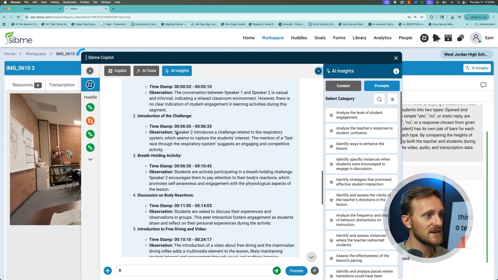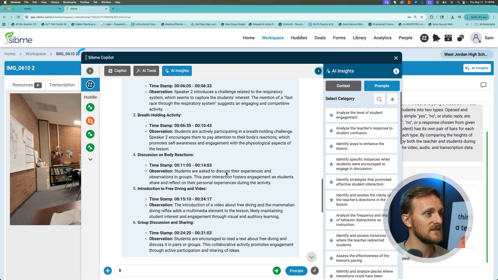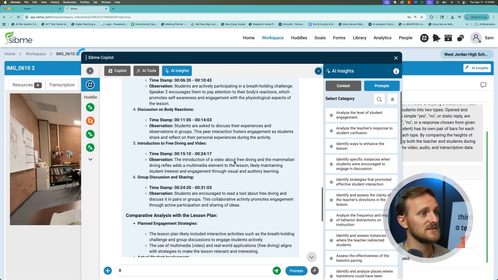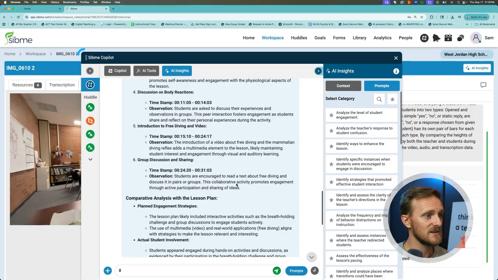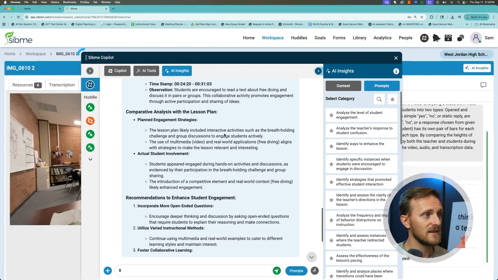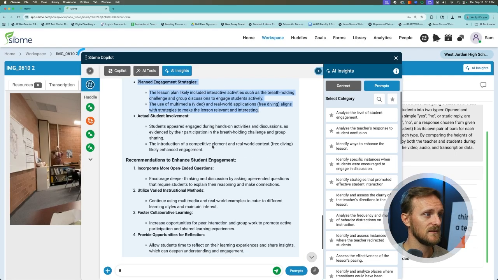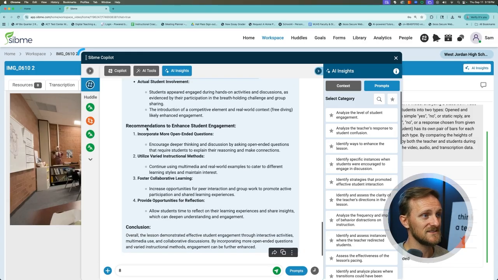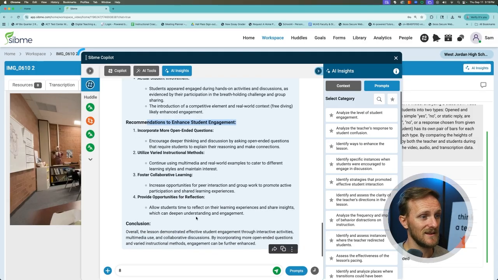So these were observations of student engagement. So the initial reaction talked about the breath holding activity, the discussion about body reactions, looking at free diving, group discussions. Okay, so lots of things. So there's this planned engagement strategies. It said the lesson likely included interactive activities, recommendations to enhance student engagement, and the conclusion. So again, it offers some really cool insights. I don't even have to watch myself teach.